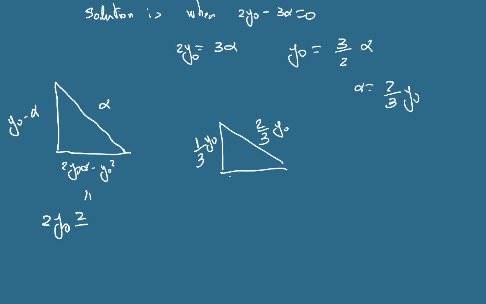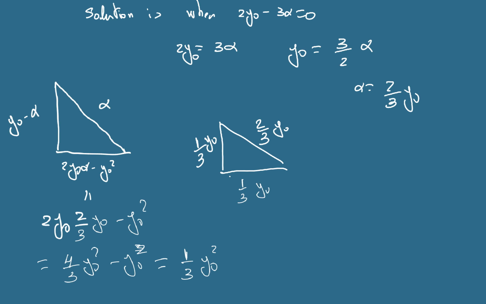2/3 y0 minus y0 squared. So it will be 4/3 y0 squared minus y0 squared. And 4/3 minus 3/3 is 1/3. 1/3 y0 squared. So our triangle is 1/3 y0 squared.